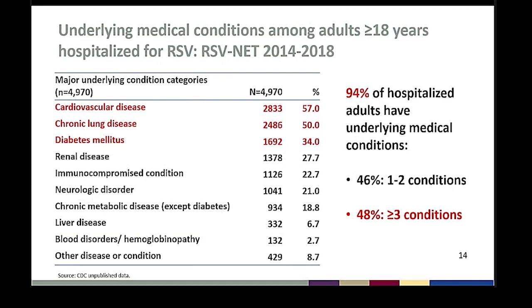We found that in RSVNet, among adults hospitalized with RSV over three seasons, almost all, 94%, have an underlying condition, with nearly half having three or more conditions. Cardiovascular disease, chronic lung disease, and diabetes were the three most frequent underlying medical conditions seen in these approximately 5,000 patients. Again, these were among patients who had clinician-directed testing, and patients with underlying medical conditions may be more likely to be tested for RSV than those who do not have underlying conditions. But the proportion of patients hospitalized for RSV who have comorbid conditions is very high. Next slide.